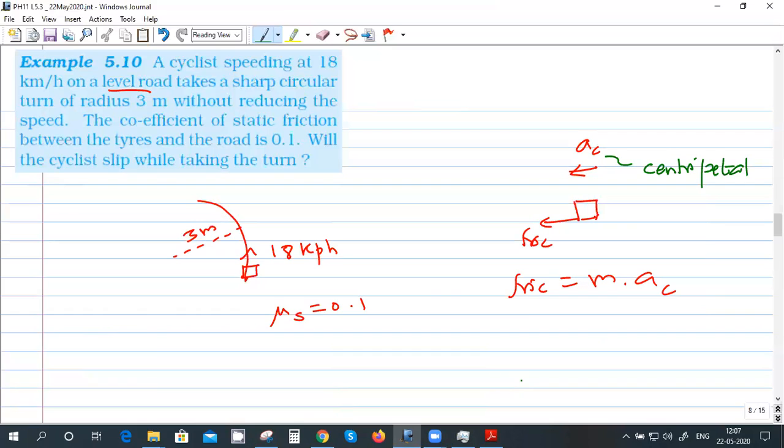Force acting on the side is force, which is mass into acceleration, and friction force is mu into n, and n is mg. So mu s into g is what I know. Now, centripetal acceleration I know.